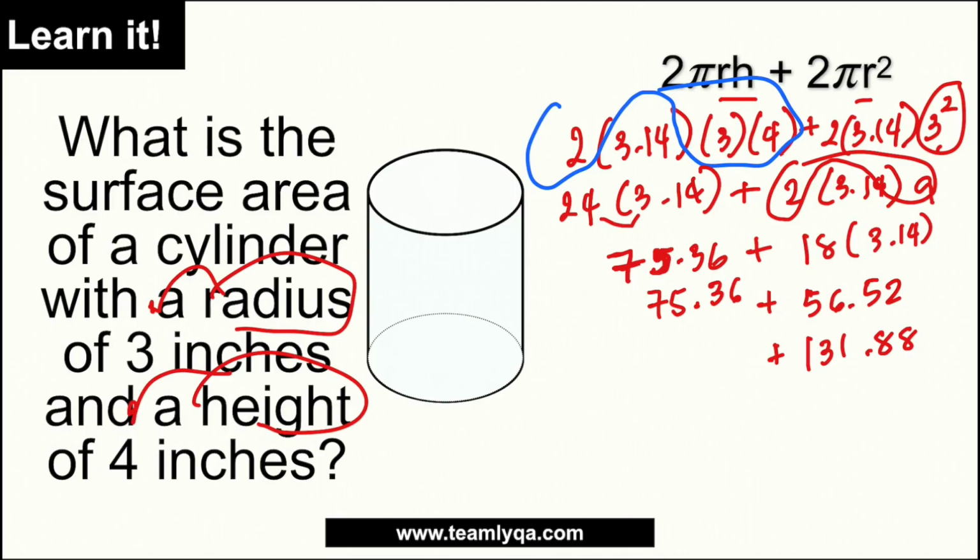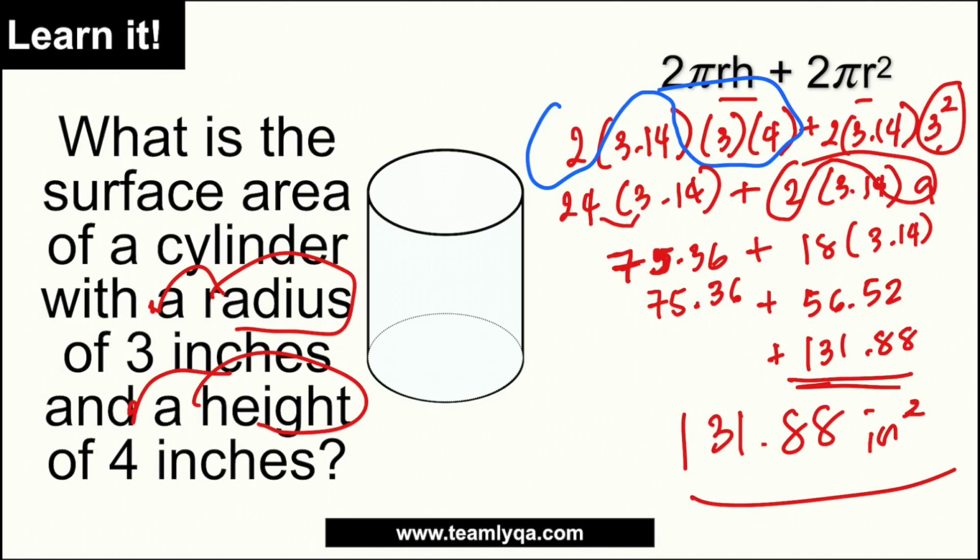Okay, so again, i-add ko lang siya para makuha ko yung final answer natin. So 75.36 plus 56.52. That should give you 131.88. At dahil ang hinahanap ay surface area, that would be 131.88 inches squared or square inches. Alright? Now, paano kapag volume?